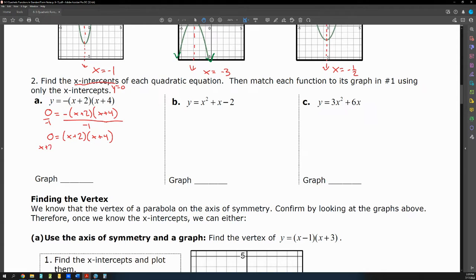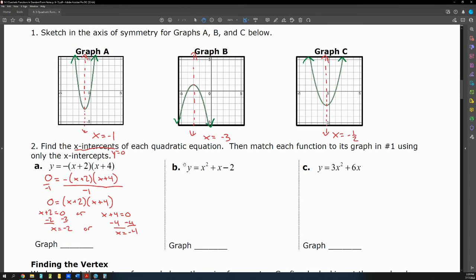Using the zero product property, I can set each factor equal to 0. So we get the two equations, x plus 2 equals 0 and x plus 4 equals 0. Solving both of those equations, I get solutions x equals -2 or x equals -4. So taking a look at our graphs, which one has the corresponding x-intercepts of (-2, 0) and (-4, 0)? The answer is graph B.